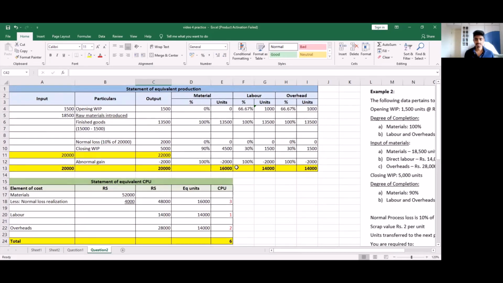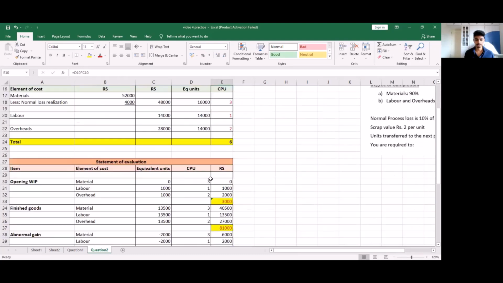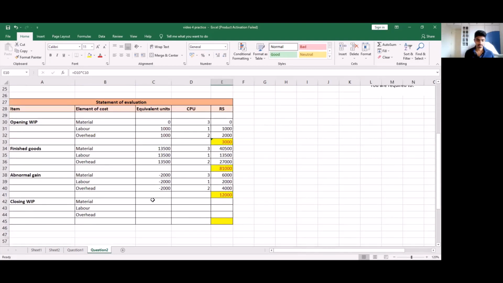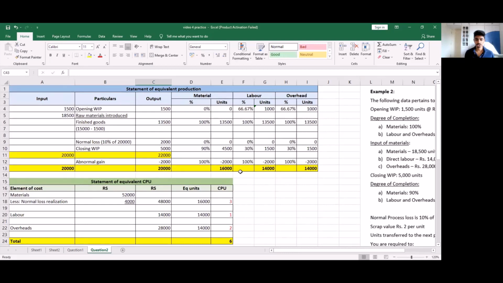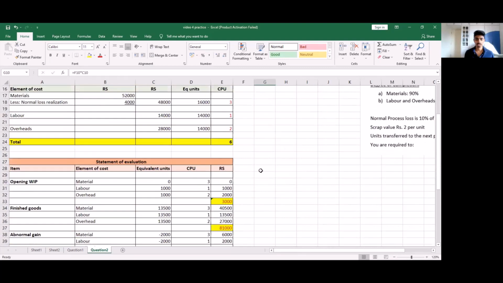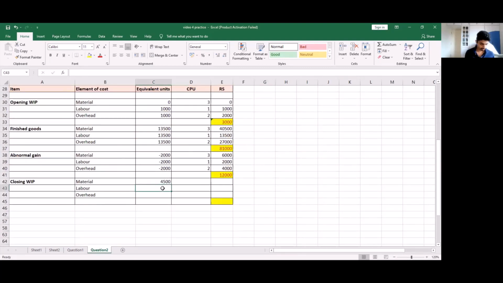So for materials, we have an equivalent units of 4500. So let's write this down. Moving back to our statement of equivalent production, for closing work in progress, the number of equivalent units for labor and overheads is 1500. So we will write the same respectively in our statement of evaluation.